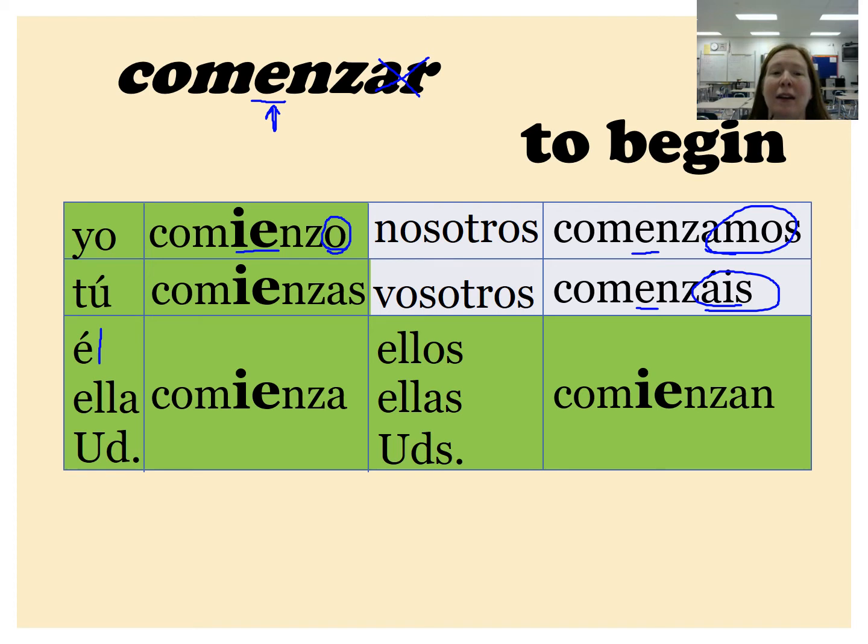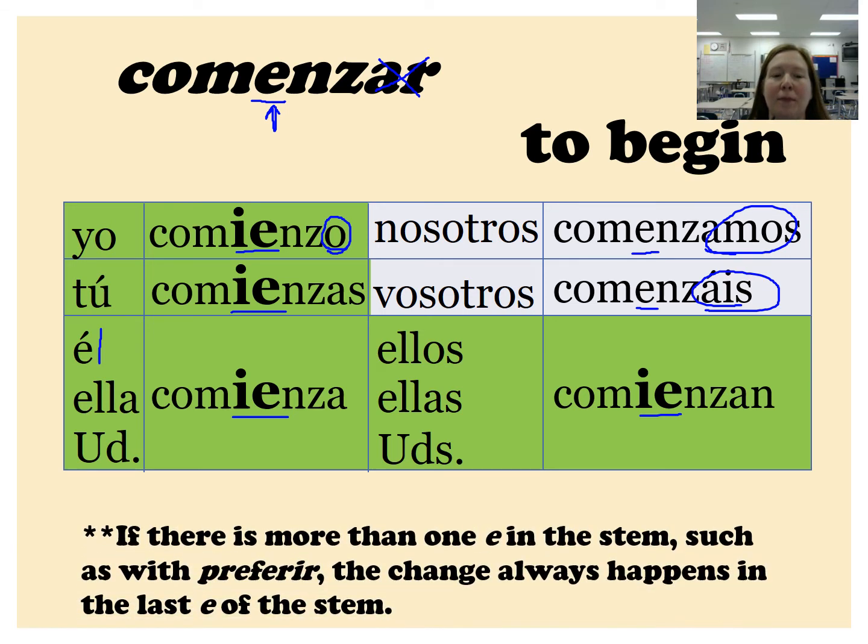So again, in the yo, tú, él, ella, usted, and ellos, ellas, ustedes forms, you are changing the E to IE, but your regular endings still apply. You are only changing the stem. If there is more than one E in the stem, like there is in preferir, the change always happens in the last E of the stem. So that means that when you take off the ending, you're going to change the last E that's left, which in this case would be this E.